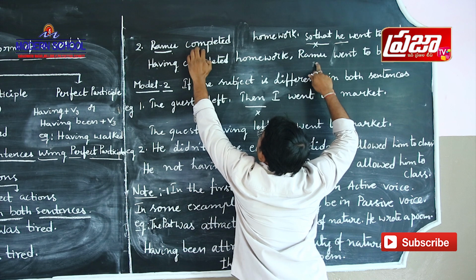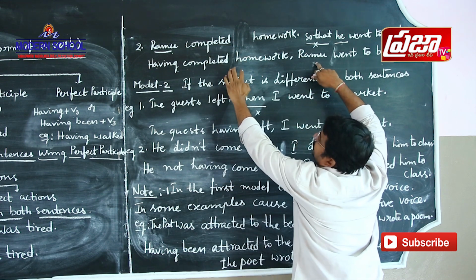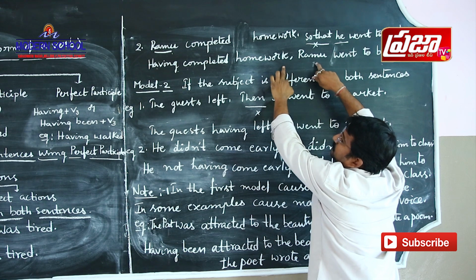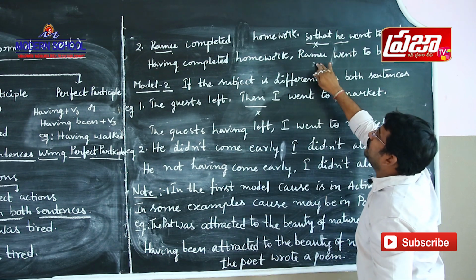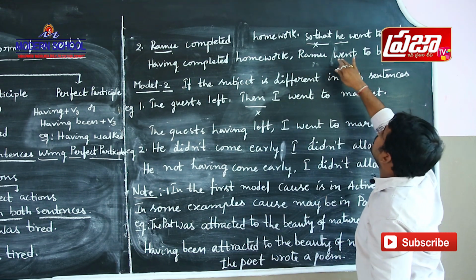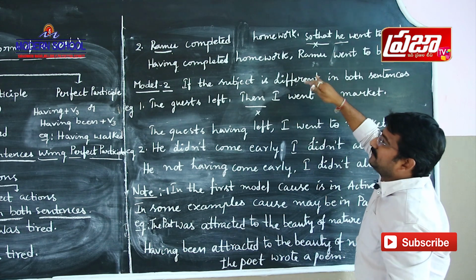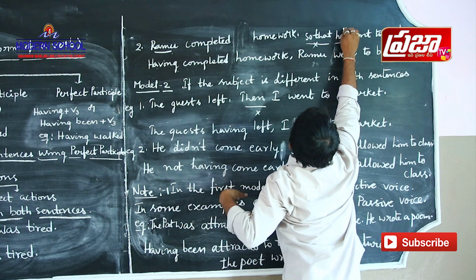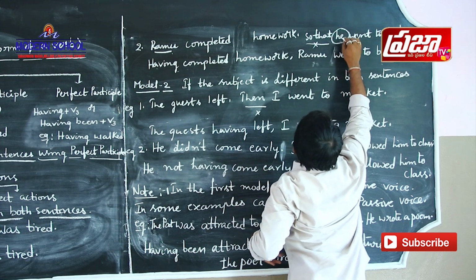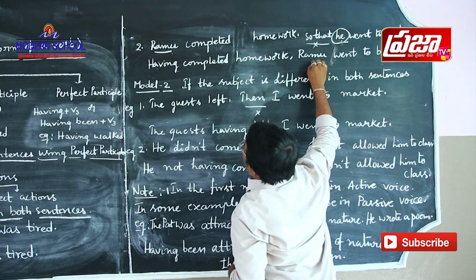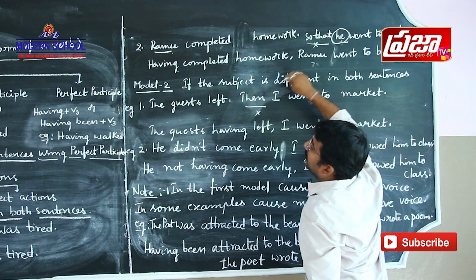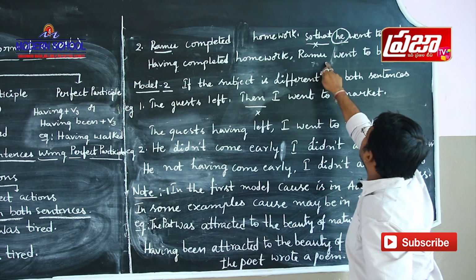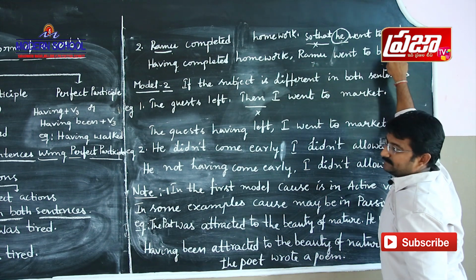When we changed this first sentence to the phrase, we didn't use the noun. So here we have to use the noun in the second sentence when we write. Okay, so we didn't write he. In the place of this he, we wrote Ramu. Okay, so: having completed homework, comma, Ramu went to bed.